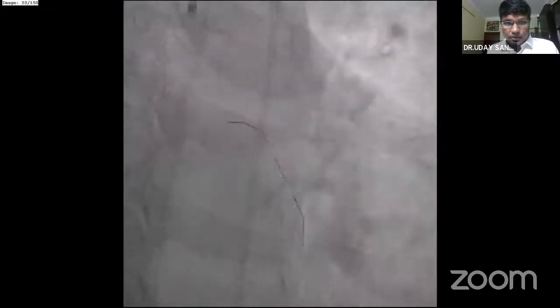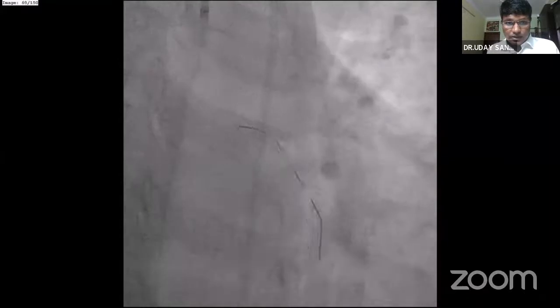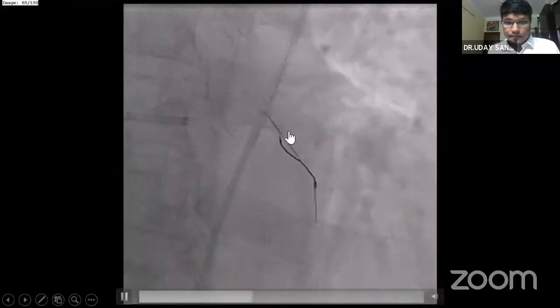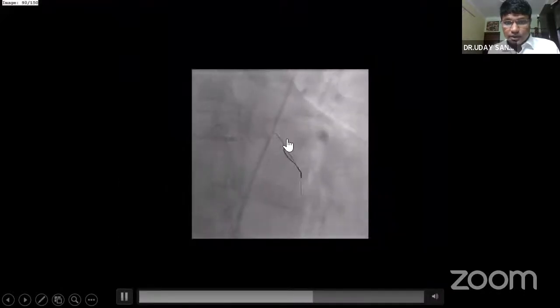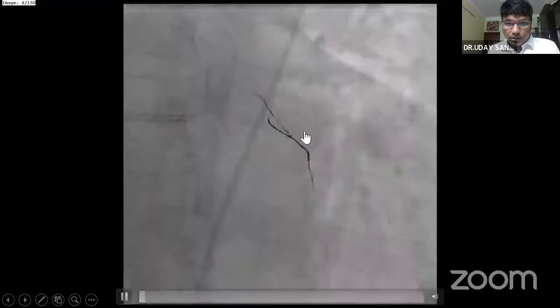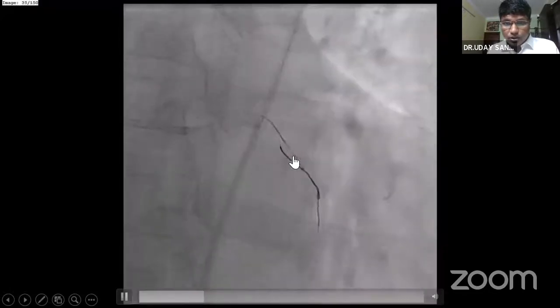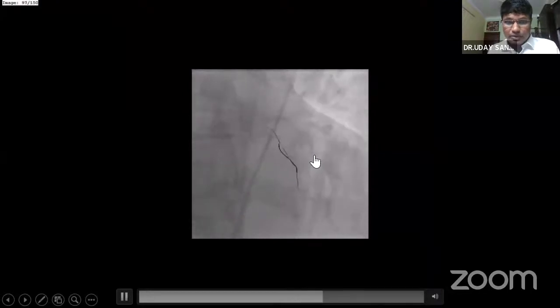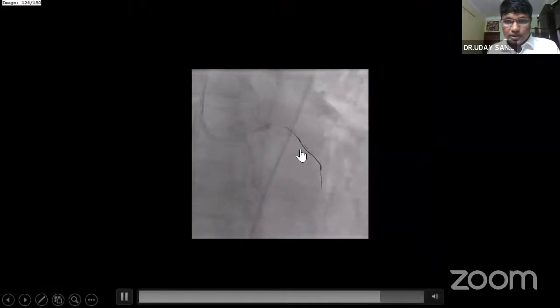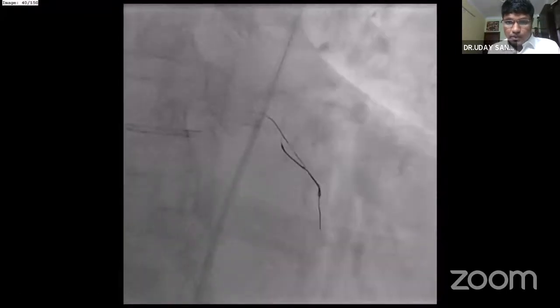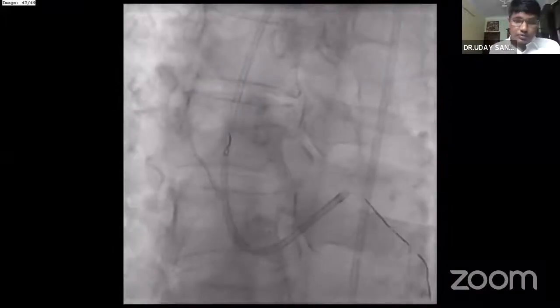Then what to do next? Then I used another workhorse wire. This was the Fielder C1 blue wire. The C1 blue wire passes by the side of the previous wire. I used another 2 millimeter balloon to slightly inflate the proximal segment, but being a 2 millimeter balloon, it was not crossing the proximal segment, and it had not been dilated earlier as well. So the next plan was to use a smaller balloon.